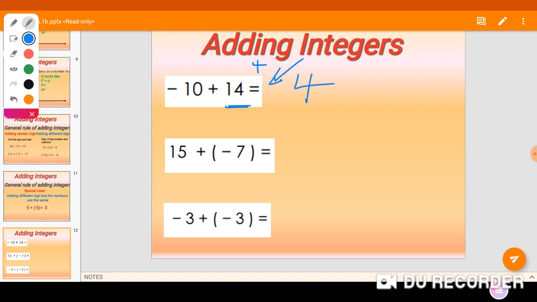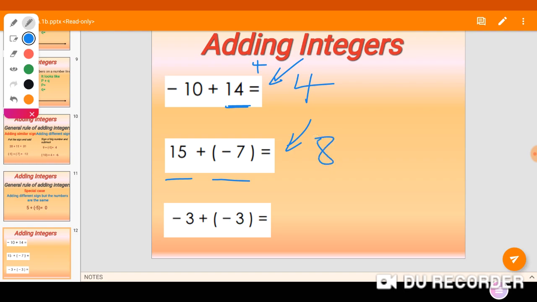What about the next one? Adding positive 15 and negative 7. Which one is greater? Positive 15, so the sign will be positive. We don't have to write it. And subtract, since they are different signs. So 15 minus 7 is 8.